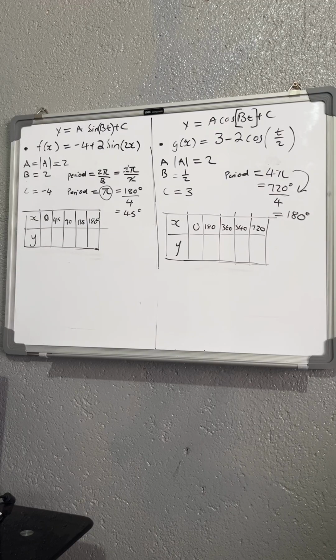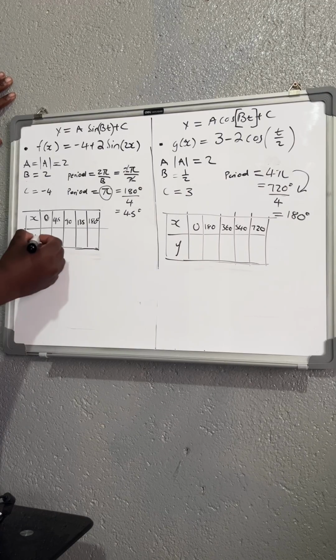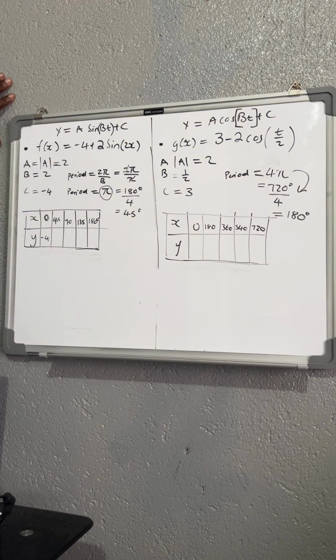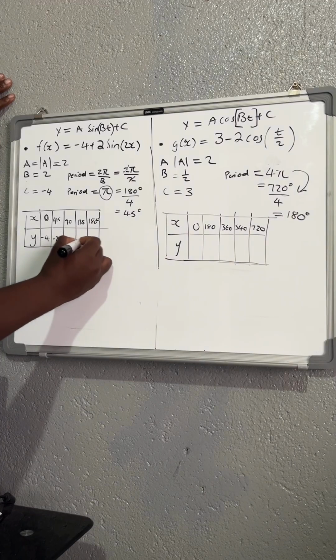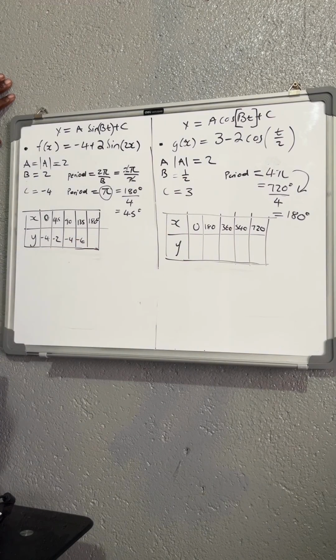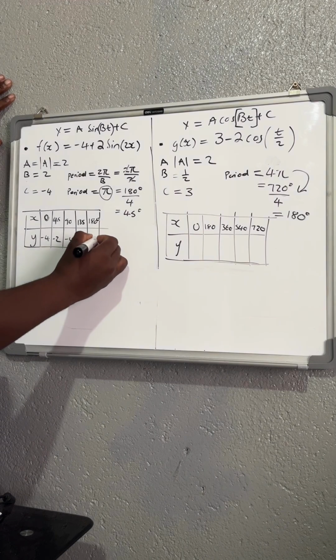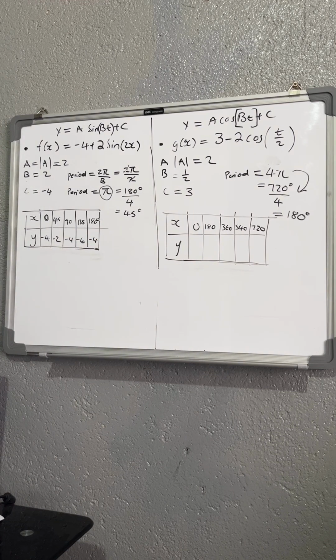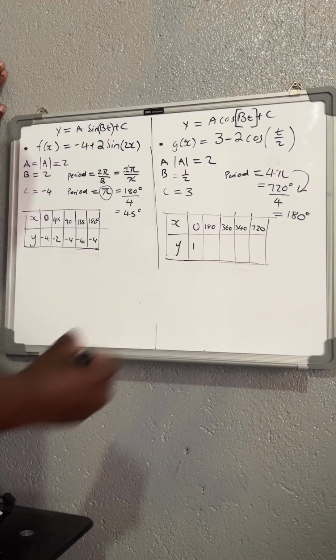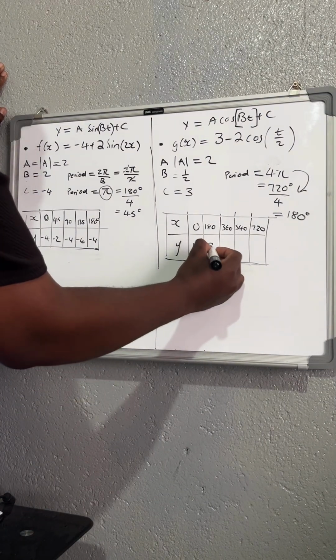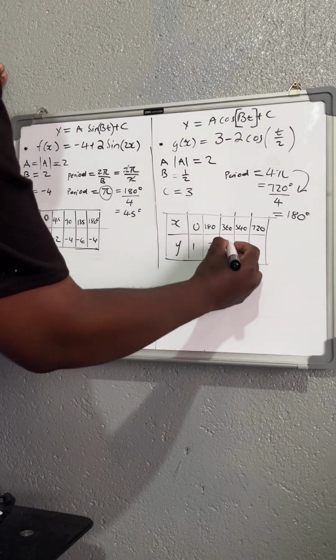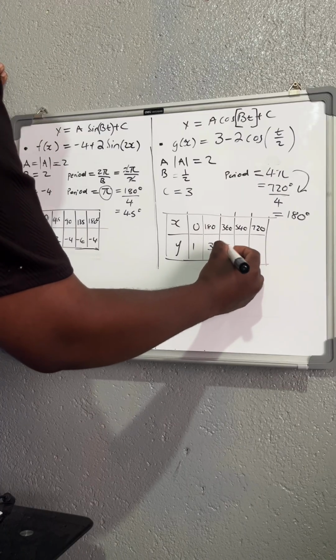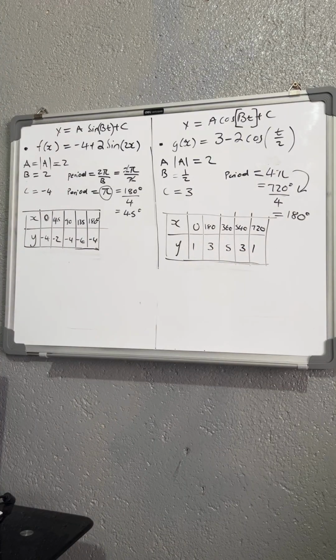Then you're going to simply punch these ones on your calculator. You're going to get your -4, your -2, your -4, your -6, and your -4. So this one you will get your 1, you will get your 3, you will get your 5, 3, 1. So something like that.